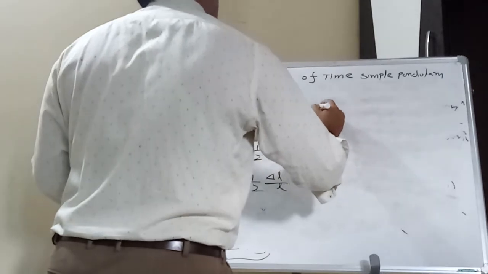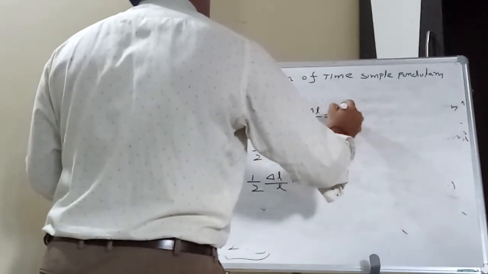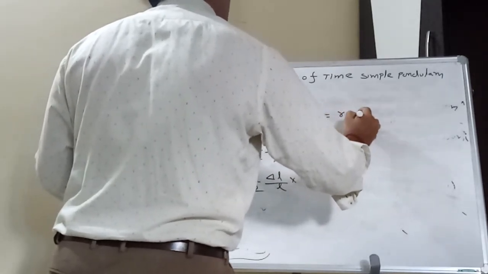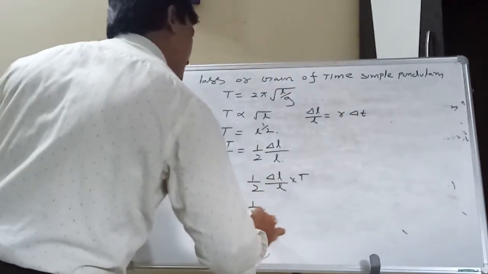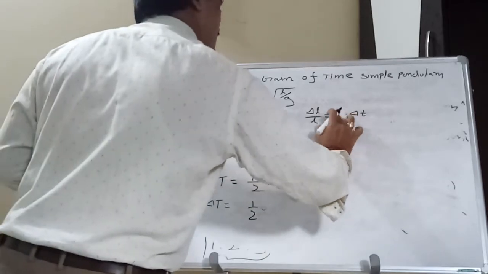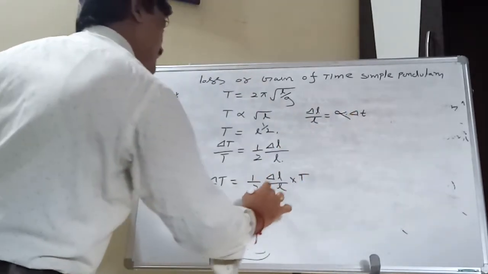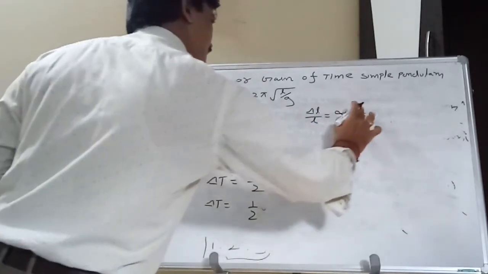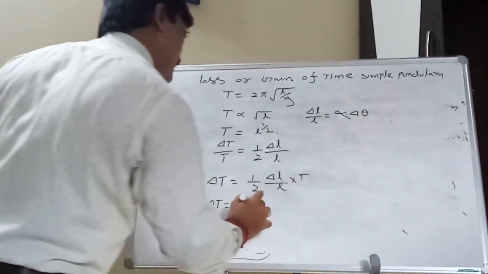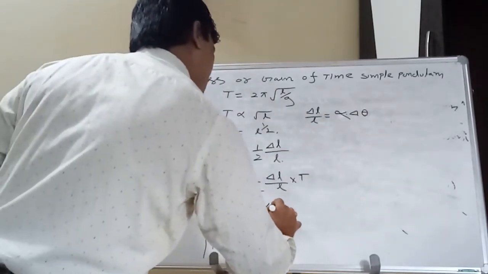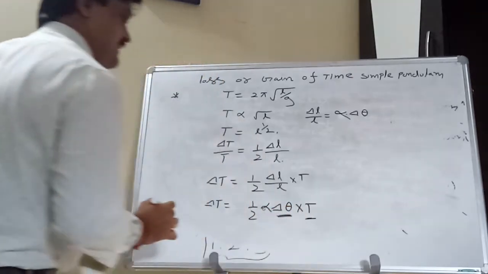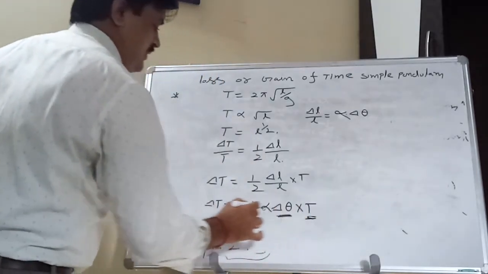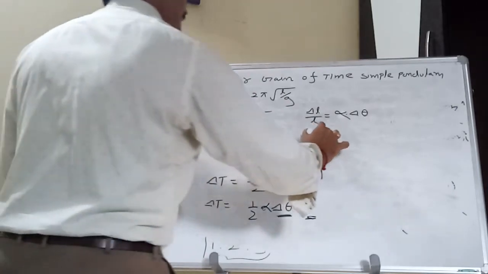Now delta L by L equals alpha into delta T. So here delta T equals 1 by 2 into alpha into delta theta into T, where T is the time and delta theta is the temperature difference. Okay.